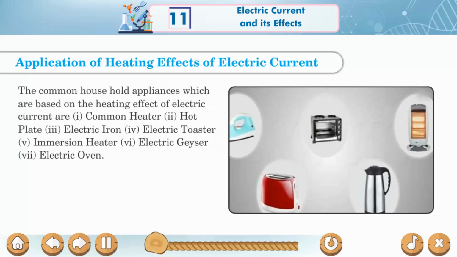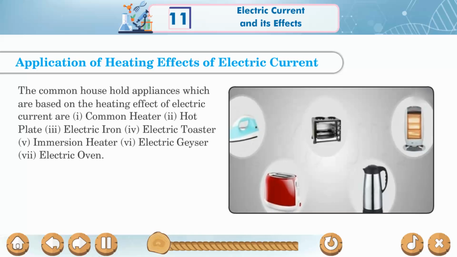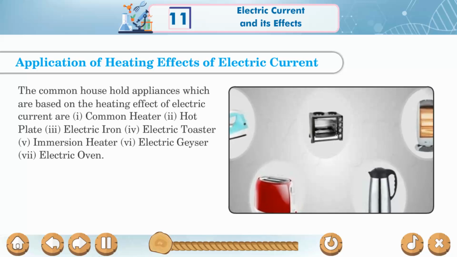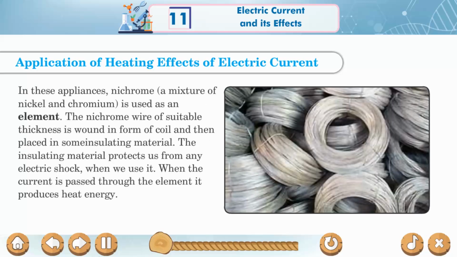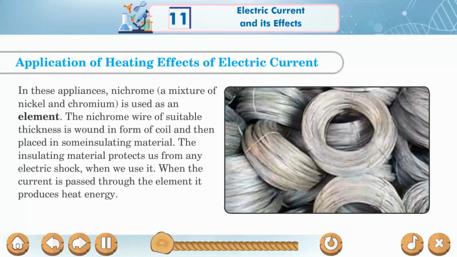Applications of heating effects of electric current. The common household appliances which are based on the heating effect of electric current are: 1. Common heater, 2. Hot plate, 3. Electric iron, 4. Electric toaster, 5. Immersion heater, 6. Electric geyser, 7. Electric oven. In these appliances, nichrome, that is a mixture of nickel and chromium, is used as an element.